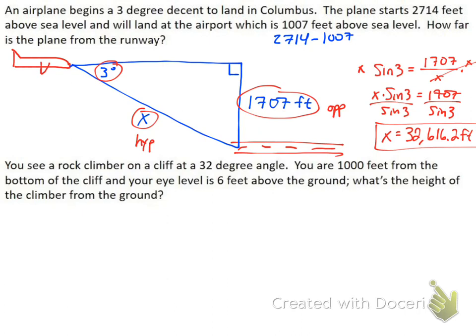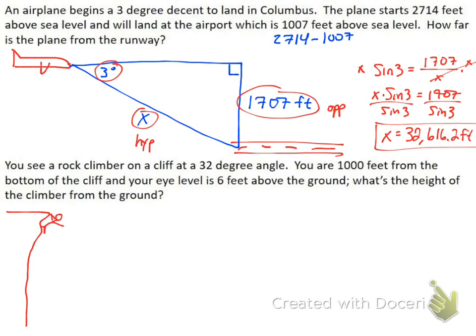Flip over to the back of the notes. Again, see a rock climber climbing on a cliff at a 32-degree angle. You're 1,000 feet from the bottom of the cliff, and your eye level is 6 feet above the ground. So here I have a little rock. See a dude who's climbing. Looks like he's struggling a little bit.